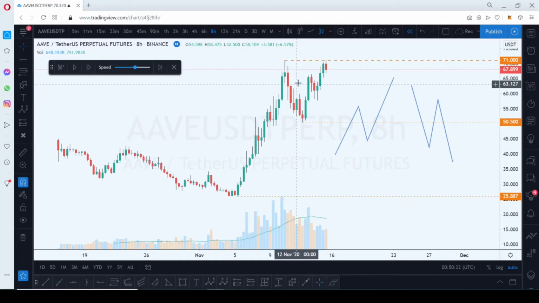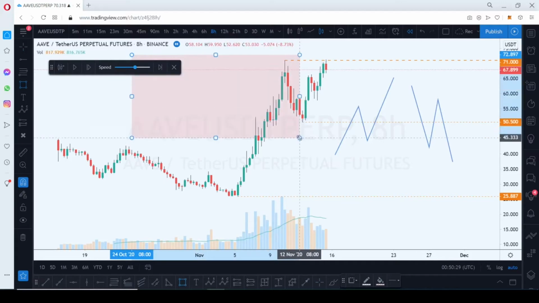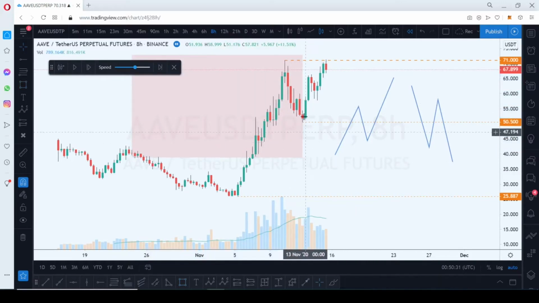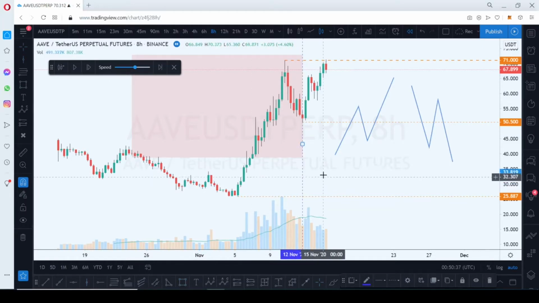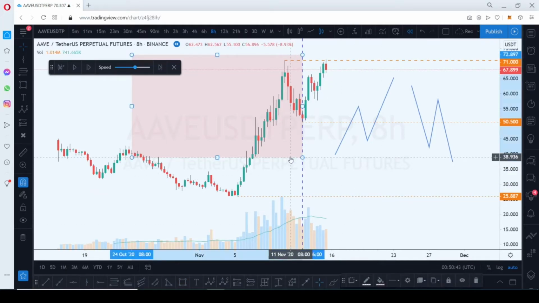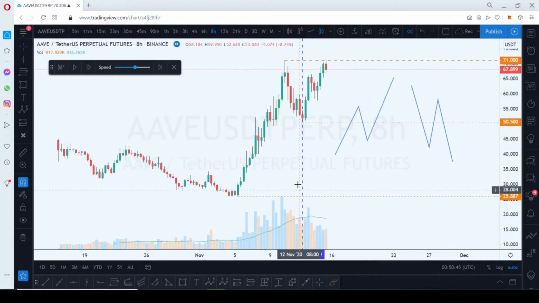But disregarding all this information on the left, let me make a vertical line. Okay. Disregarding all the information to the left of this blue line, we have a market structure. I don't know if you can see it. We have this here.